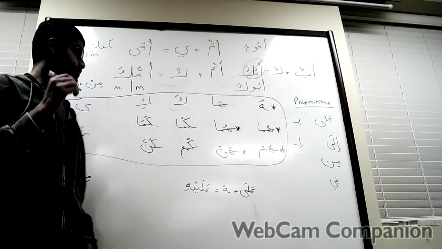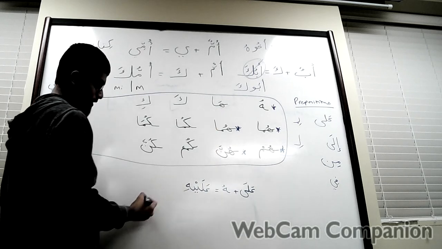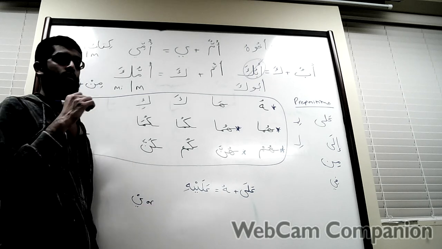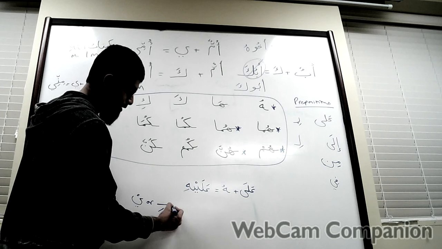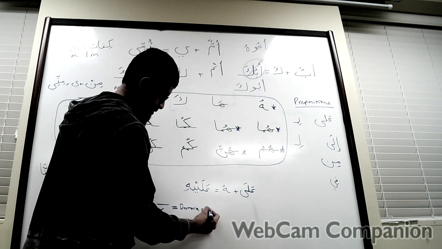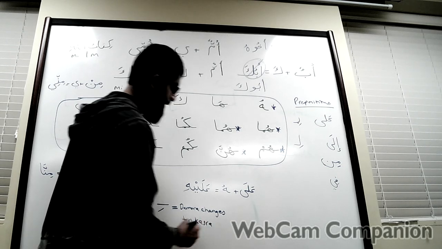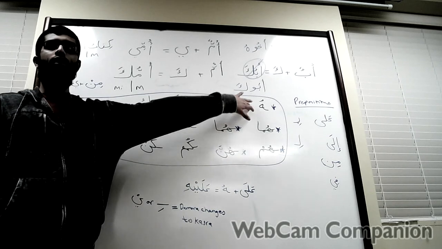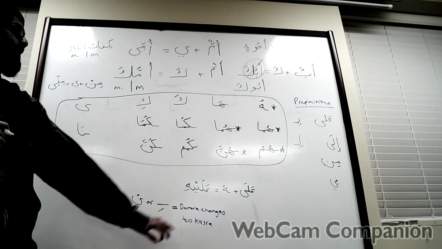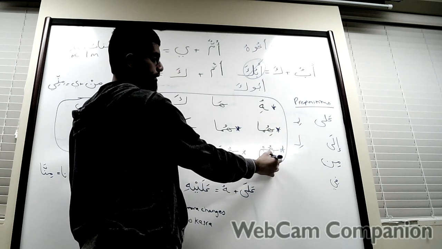Okay, and the rule is that when these five are followed by a ya with a sukoon, or, does anybody have that in their notes, or a kasra, then the dhamma changes to a kasra. And that's just for these five. So instead of saying alayhu, I'm going to say alayhi. And instead of alayhuma, I'm going to say alayhima. And alayhum is going to be alayhim.